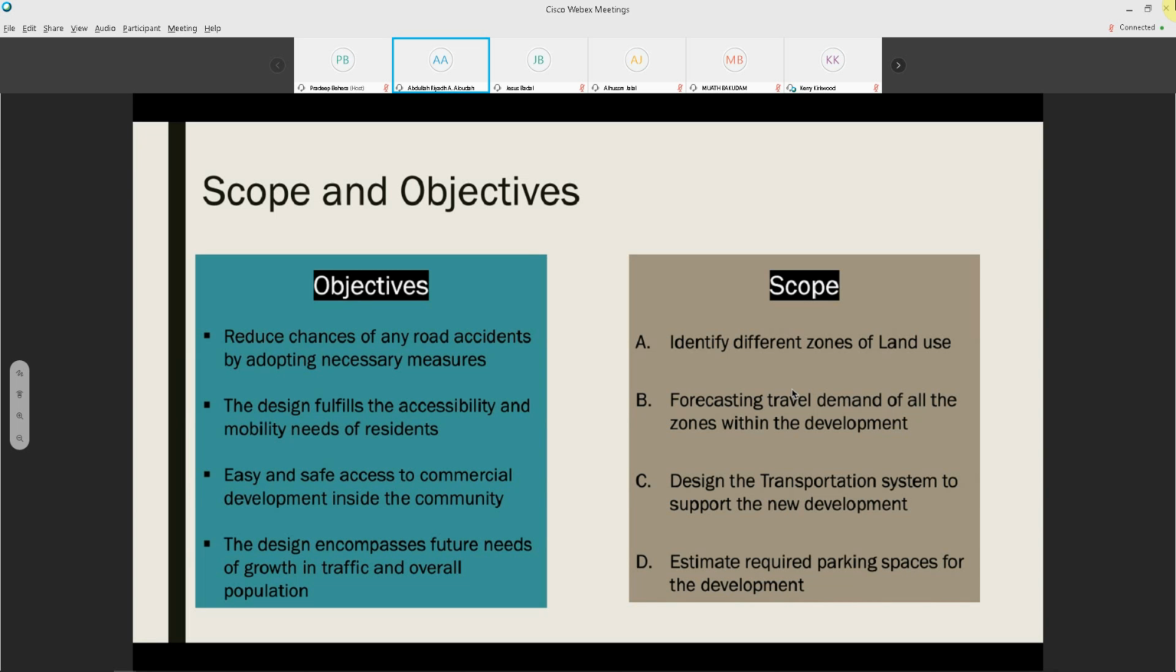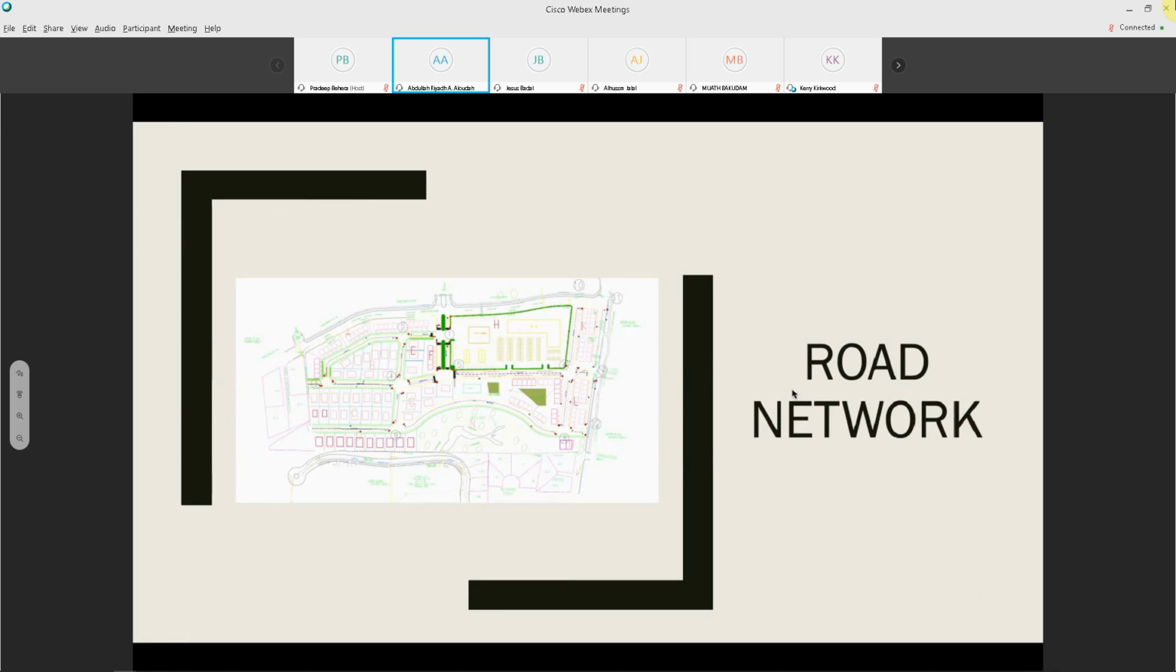Scope A: identify different zones of land use, forecasting the traffic demand of all the zones within the development. C: design the transportation system to support the new development. D: estimate required parking spaces for the development. Here, as you can see, is our road network.